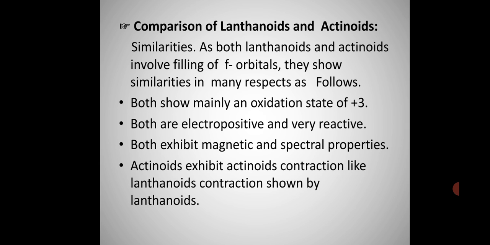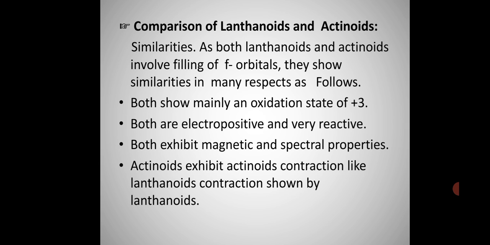Now, most of the actinoid ions are colored. The ions having 5f0, 5f1, 5f7 configurations are colorless, while those having 5f2, 5f3, 5f4, 5f5 and 5f6 configurations are usually colored. As I said in lanthanoids, as the number of unpaired electrons increases, the color deepens and deepens. Clear? Magnetic properties.